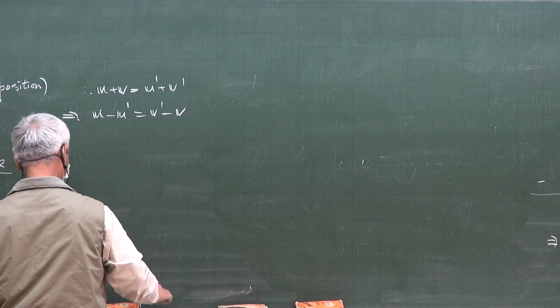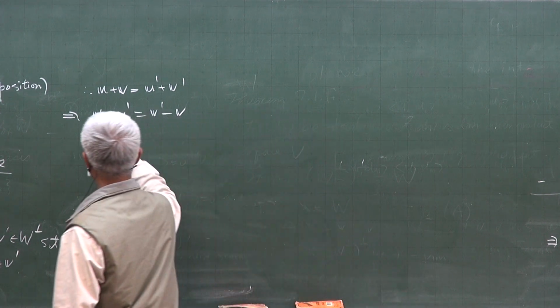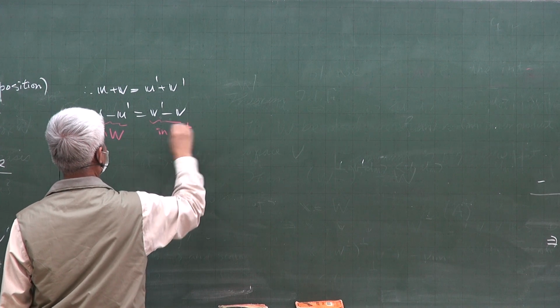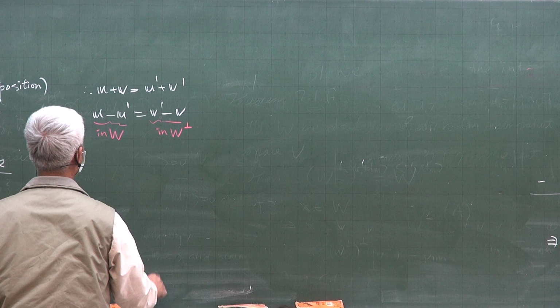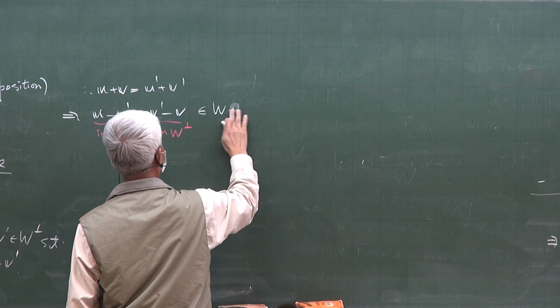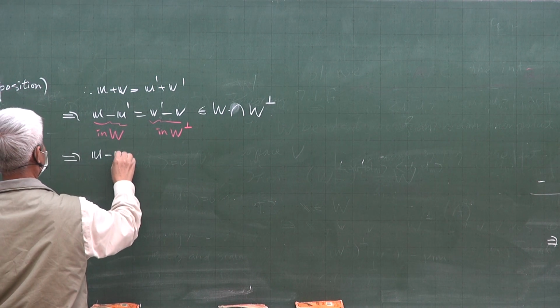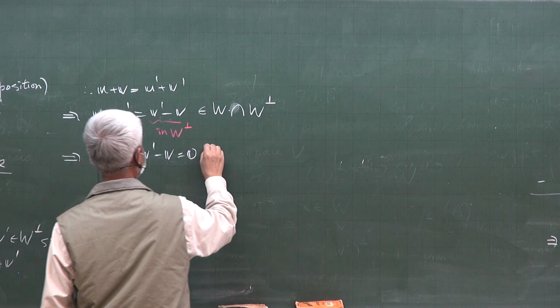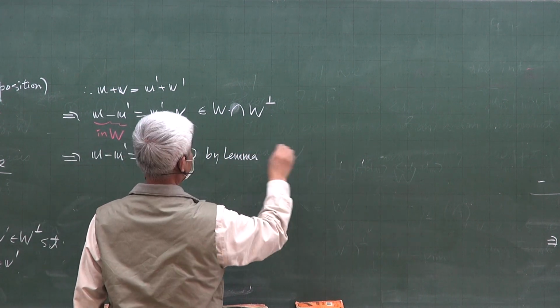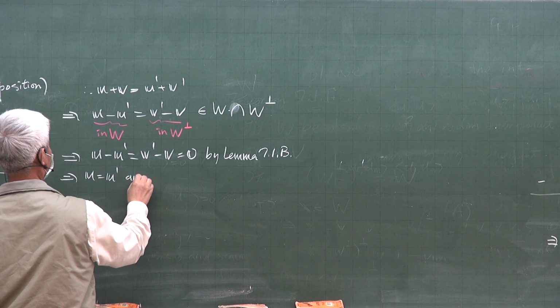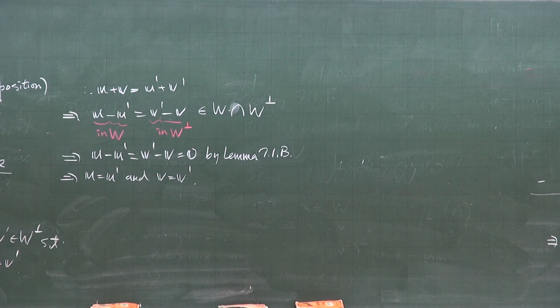Okay? And now u minus u' will be in W, and v' minus v will be in W perp. So they must be in the intersection of these two subspaces. So this implies that u minus u' equals v' minus v equals the zero vector by the previous lemma 7.1.2. So this implies that u equals u' and v equals v'. Right? So we have uniqueness. If we have such a decomposition, then this decomposition must be unique.